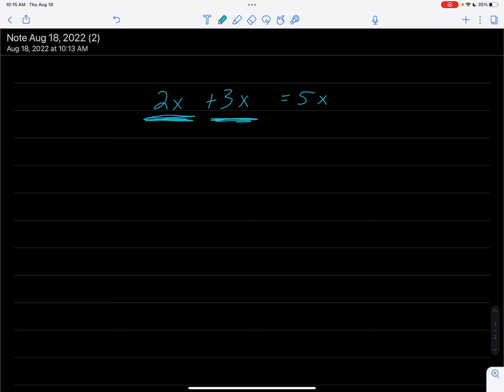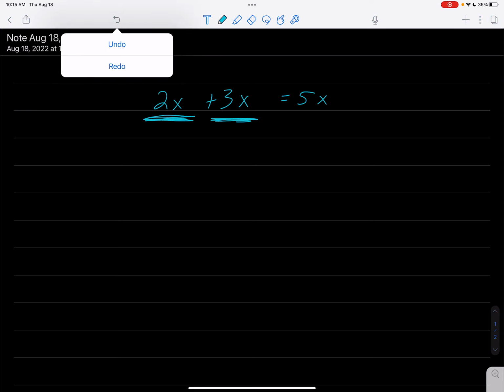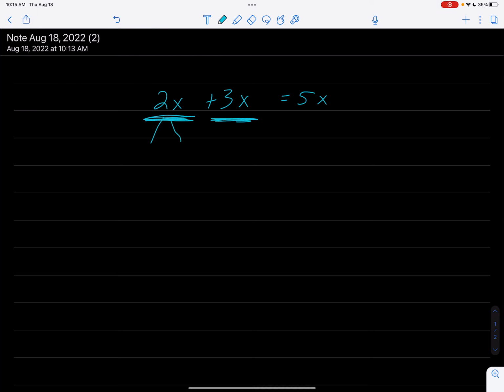Now, if you really want to expand it out, multiplication means you have two of these things being added together. So I could expand this out in the same way I did in my exponent property video and say that this 2x is x plus x, and this 3x is x plus x plus x. Bring down my addition sign. And notice I have 5 x's being added together, which is the definition of multiplication. 5x.